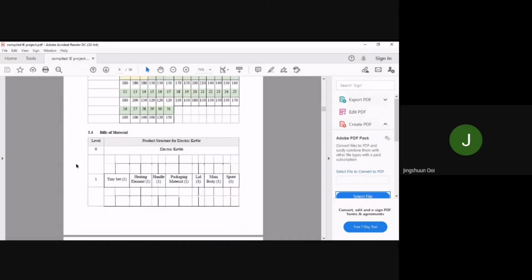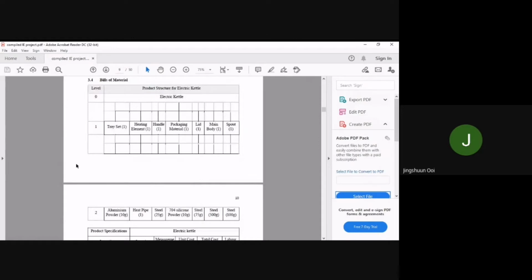Next is the bill of materials. As you can see, there are three levels: level 0, 1, and 2. Level 2 is the raw materials. We make it into level 1 process material, and finally we assemble it to become the level 0 electric kettle.